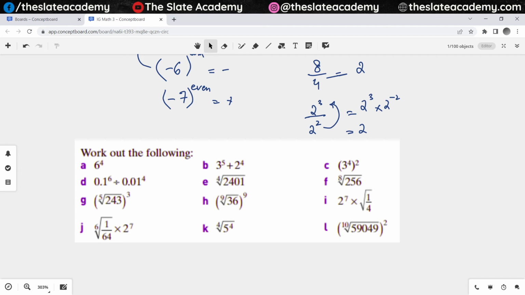Okay ji, 6 to the power 4. Obviously, we can put it directly in the calculator, and if I'm trying to do it without the calculator, 6 into 6 into 6 into 6. And then I can say 6 squared into 6 squared, or 36 times 36. Right? You can write the answer directly.